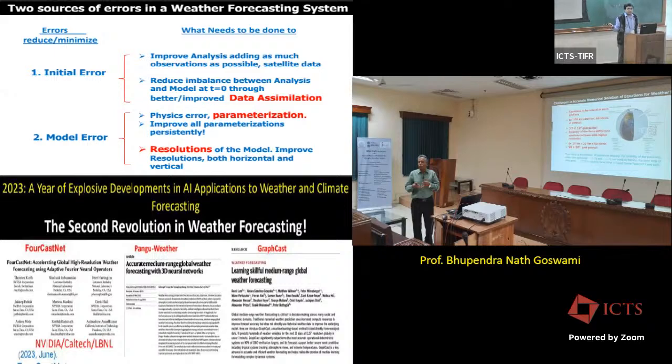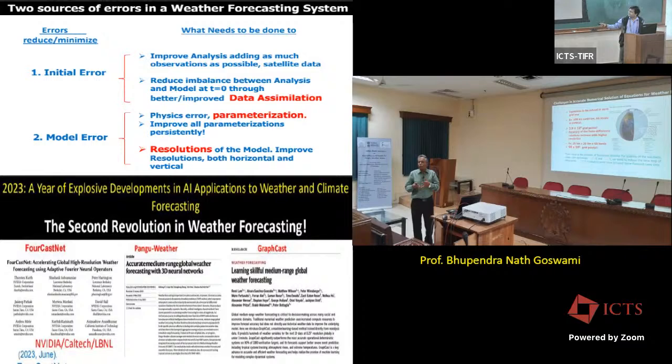Apart from that, of course, the issues of parameterization, which I just mentioned, and also the issues of resolution. So these are matters in which he believes that there is a significant amount of loopholes in the operational weather forecasting systems, and he believes that AI has the potential to solve them.